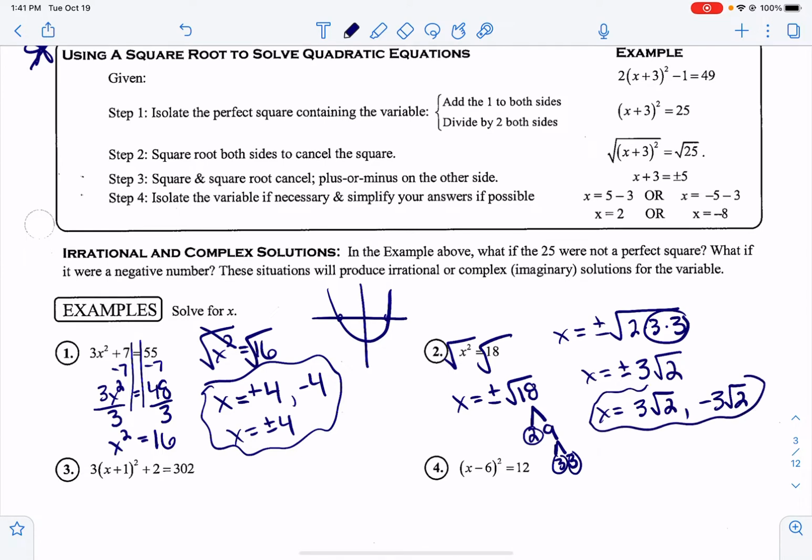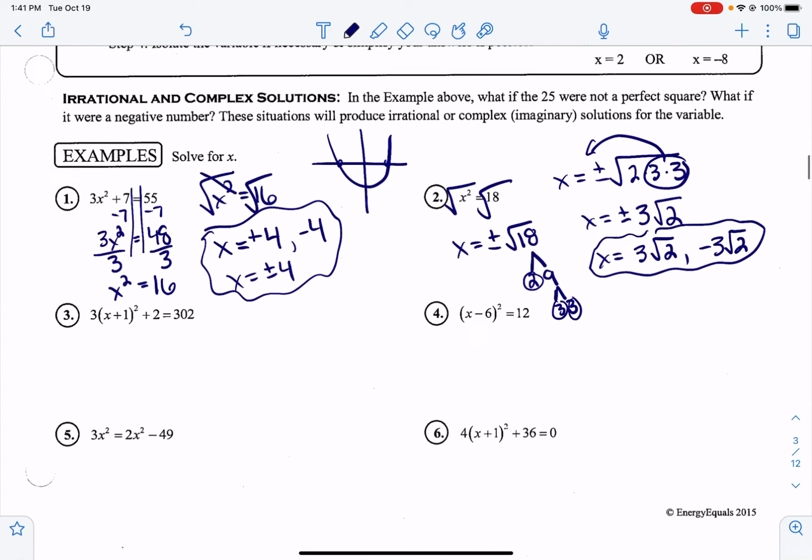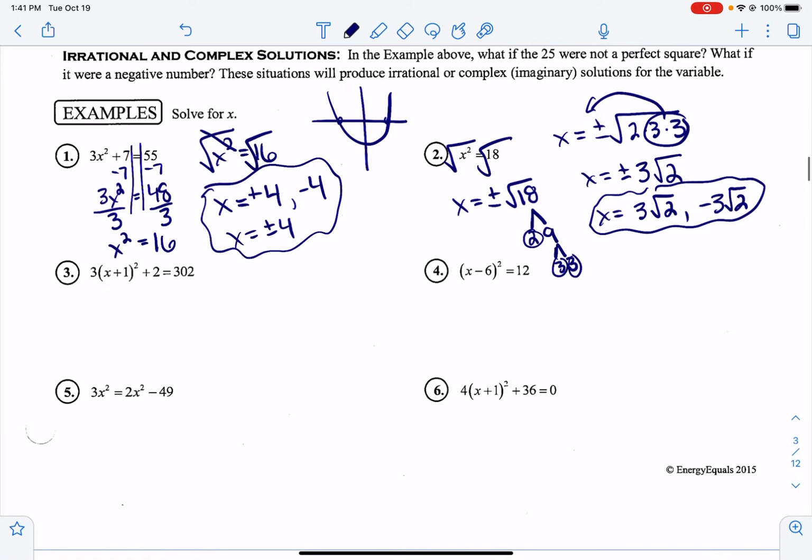So one thing I see students do quite a bit is when they take this 3 out, they want to put it in front of the plus and the minus. Don't do that. It goes right in front of the square root. It doesn't go in front of the plus or the minus. And don't worry, you're going to get to practice that a whole bunch.